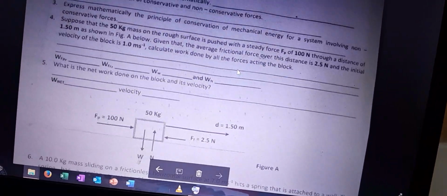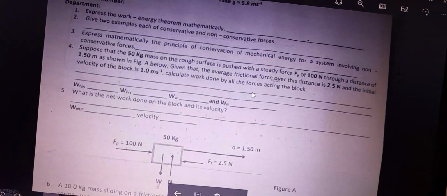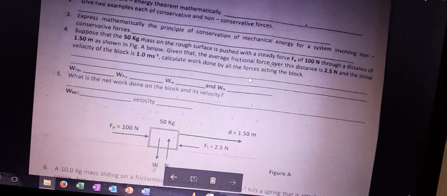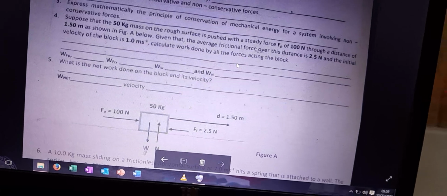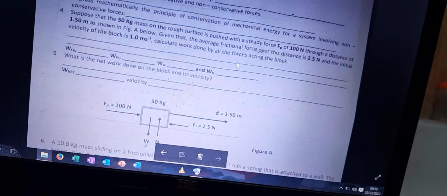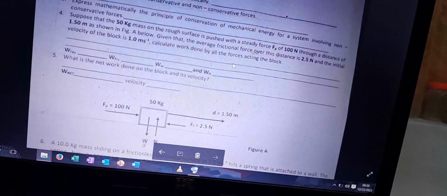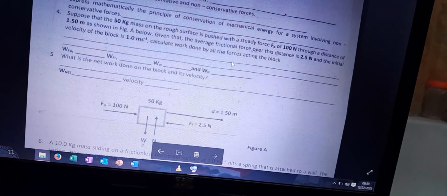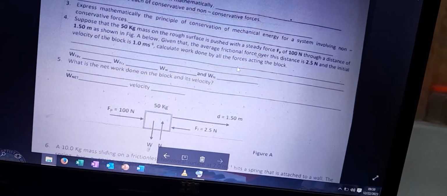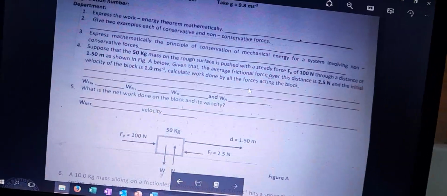So quickly, I'll now go straight and answer the question. Give two examples. Two examples of conservative force from what I've discussed: number one, gravity, number two, elastic force. While for non-conservative force, we can see friction, air resistance, and tension in a non-ideal rope.